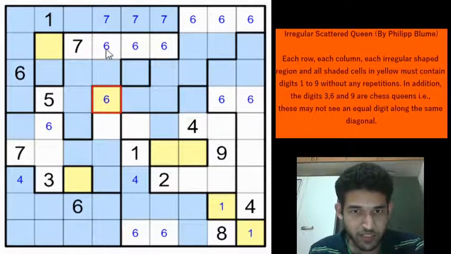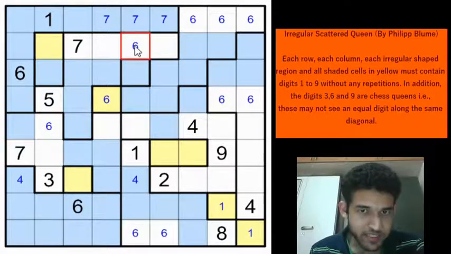Now because of this 6, we already know that 6 must be in one of these 3 cells. So since you have a 6 here, you will eliminate the 6 from here and here as well using the diagonal property, and this 6 is now eliminating the 6 from this cell.